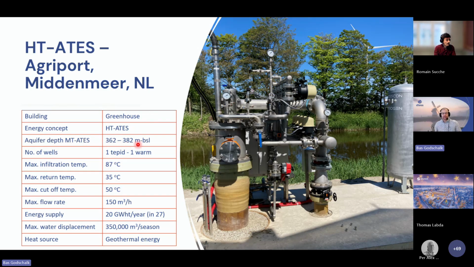We have made the filters at a depth of 362 to 382 meters, which is quite deep. We have one tepid well, cold well, and warm well. The maximum infiltration temperature is 87 degrees, and the maximum flow rate is maximized to 150. With these specifications, we store about 27 gigawatt hours per year, or that was at least the capacity of the system. And then we can produce about 20 gigawatt hours per year.